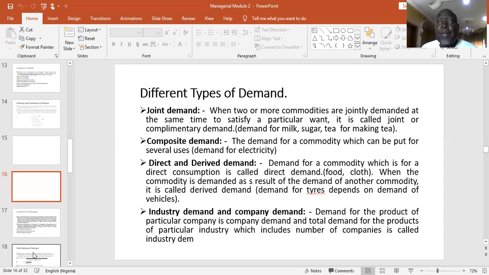petrol increases. And then industry demand and company demand. Industry demand and company demand are just equated to market demand and individual demand. That's what it means. Industry now is like a market demand, and a company demand is like an individual demand.